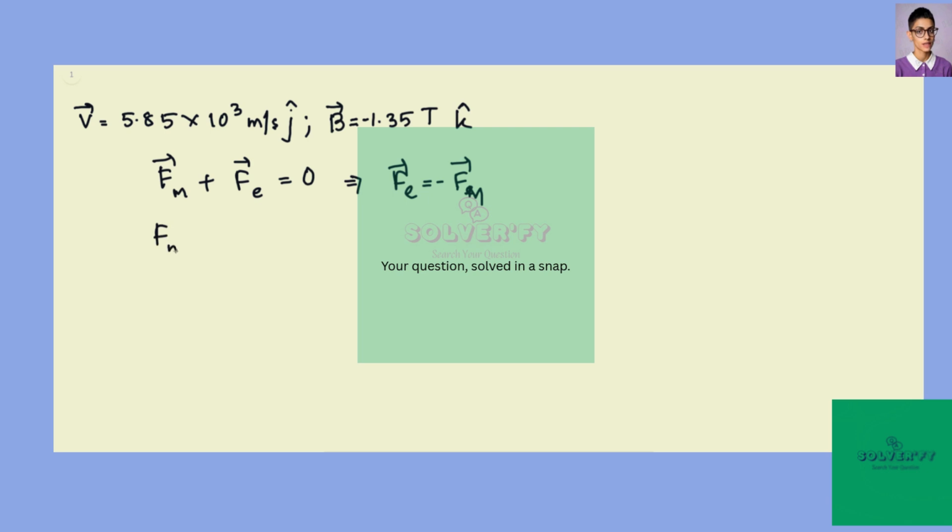Now Fm is equal to Q times the cross product of V cross B. So this is equal to QVB times sine phi, as B points in the z direction and velocity points in the y direction. So they are perpendicular and sine theta becomes 1. So the magnitude is Q times V times B.